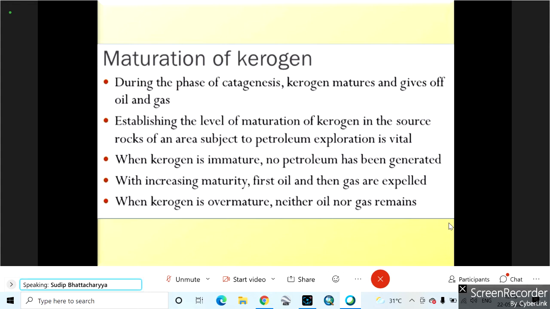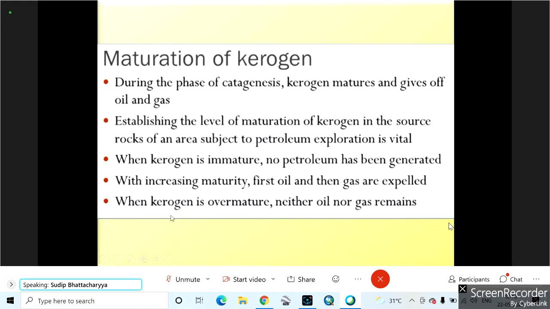Metagenesis is the metamorphic regime that comes after the catagenesis part. During catagenesis, your kerogen matures and gives off oil and gas. Establishing the level of maturation of kerogen depends on thermal maturity. When kerogen is immature, no petroleum has been generated. With increasing maturity, first oil and then gas are expelled. So first is your oil window, and then your gas window.